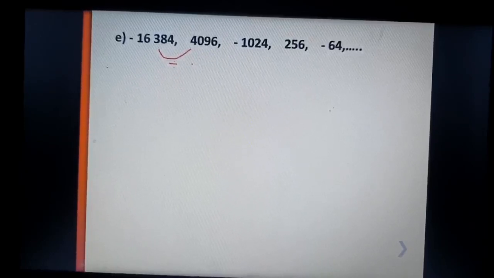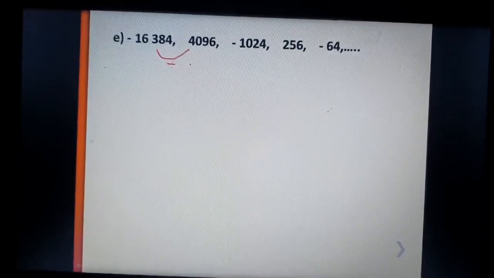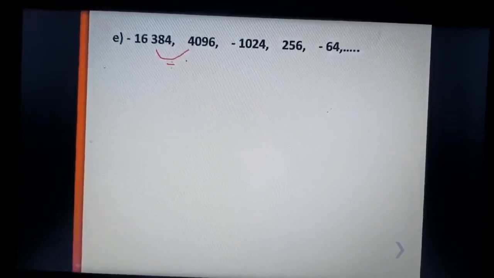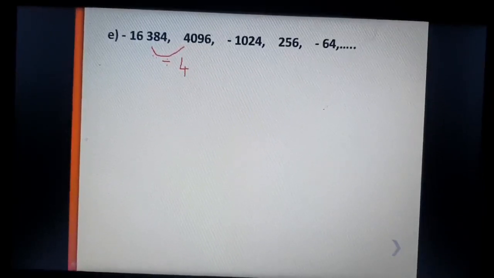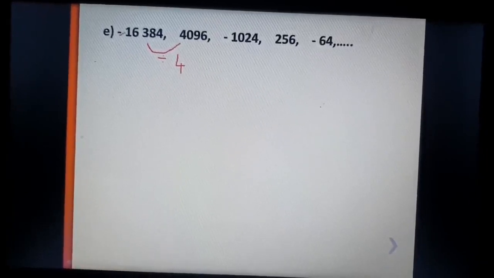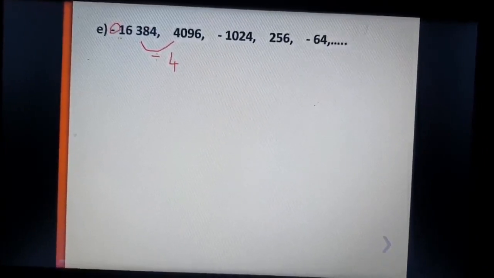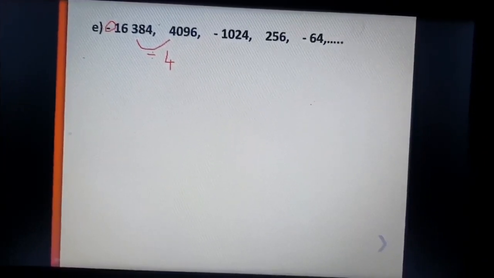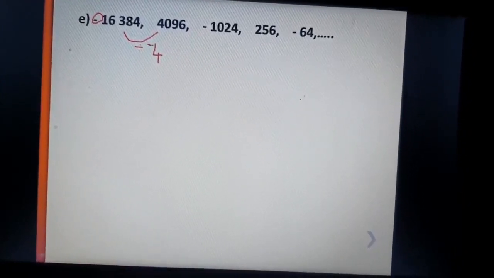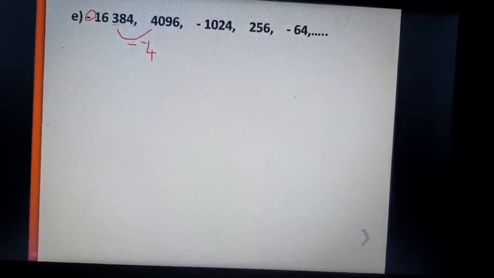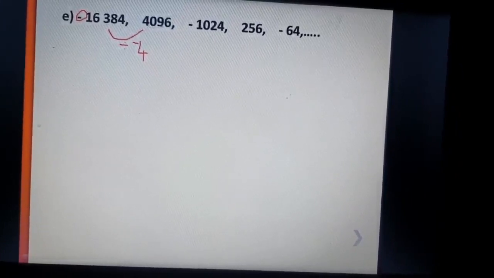Now check. Division with 4 will work, correct? 16,384 divided by 4 is what? Yes, it is 4,096. But see, here there is a negative number. This is a negative number. Correct? But this is a positive number. So, with division, how will a negative number become positive? Yes, when you divide two negative numbers, you will get a positive number. So, minus 16,384 divided by negative 4 will give 4,096.